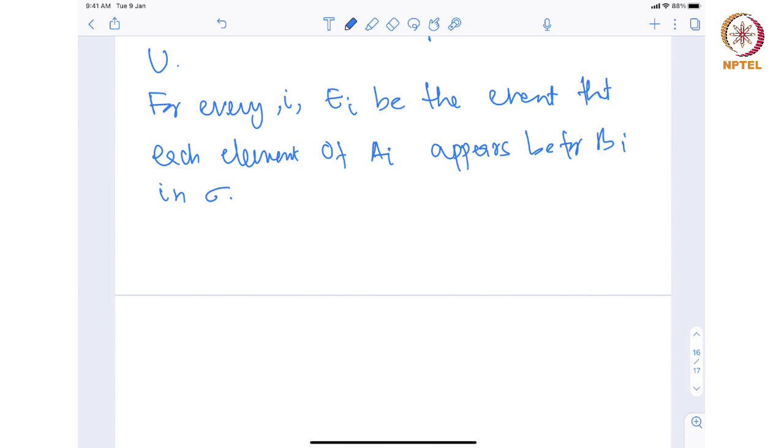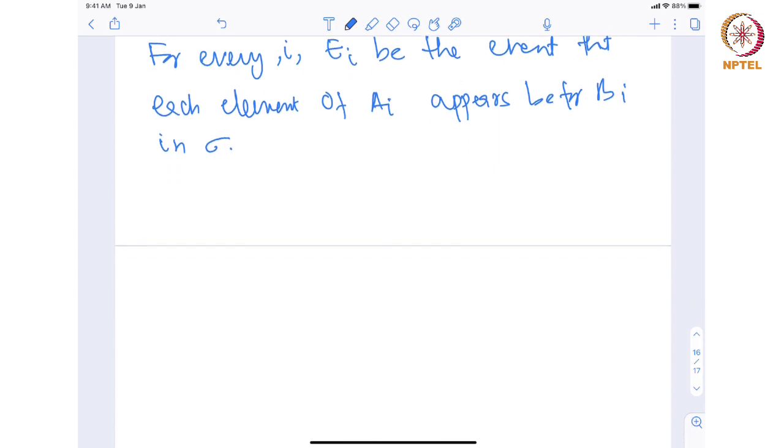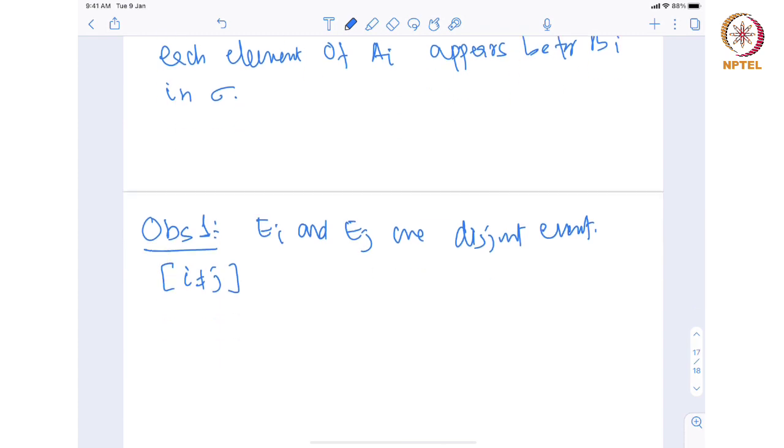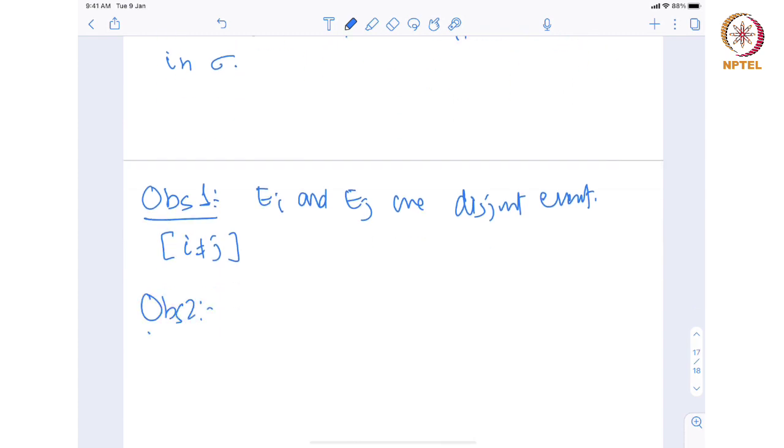I will explain to you. So we are going to prove two observations. Observation 1 is that Ei and Ej are disjoint events. Of course, i is not equal to j. And observation 2 is that the probability of Ei, that the event Ei happens, is equal to 1 over p plus q choose p.